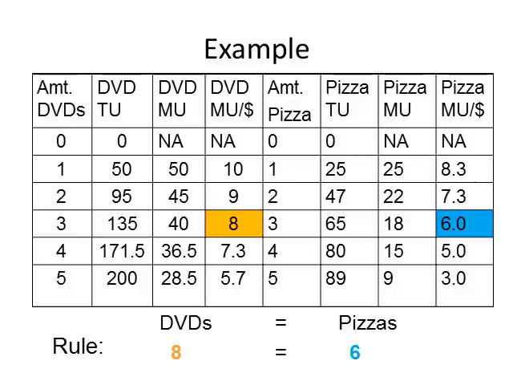Moving one row down the pizza MU divided by dollar sign column, the DVD MU divided by dollar sign is 8, and the pizza MU divided by dollar sign is 5. Since 8 is not equal to 5, Colleen will choose not to consume at this point.